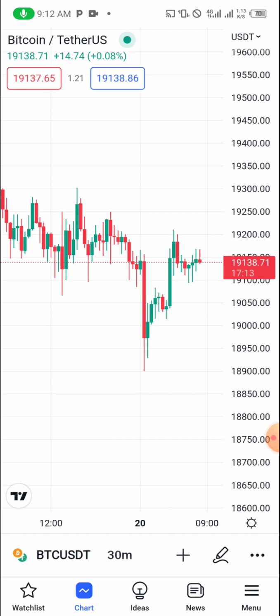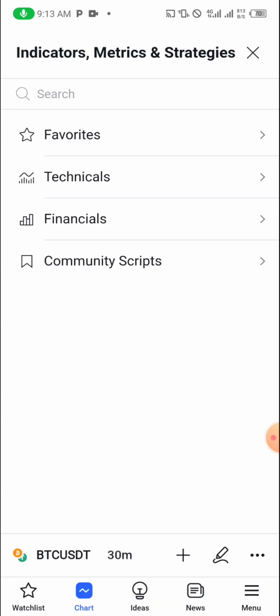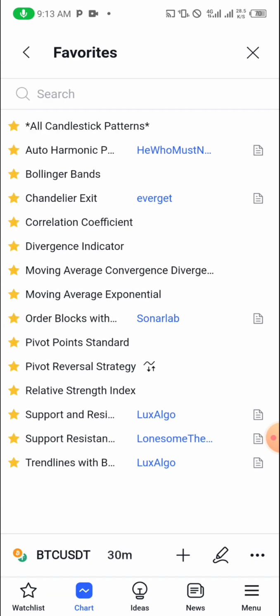Now, the very first indicator I want to plot right now is what we call the support resistance dynamics, and this is actually designed by Lonesome. So I'm just going to head over to this part here. We'll have indicators. I'm just going to go over here, I'll click on my favorites, and I'll populate this indicator. Okay, support resistance dynamics. This is it right here.